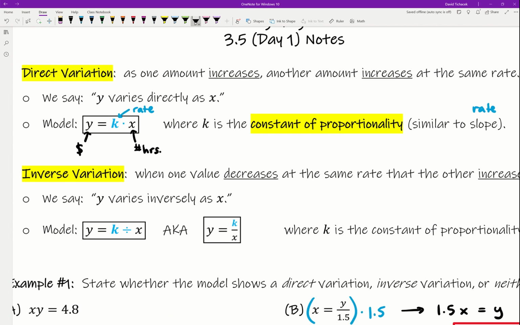Now, as we go through and take a look at some examples, you may notice that in order for you to recognize that you have this sort of relationship, they're going to actually use that language. They're going to say that one variable relates directly or varies directly as the other one, okay? So that's a quick example of that.